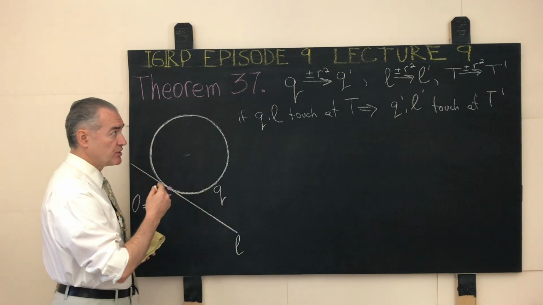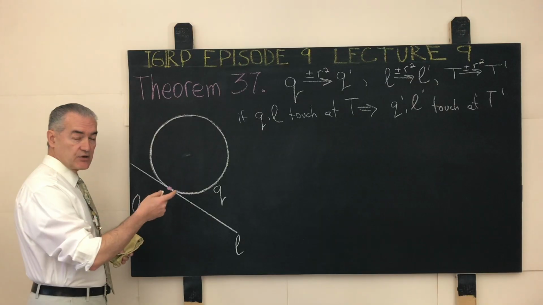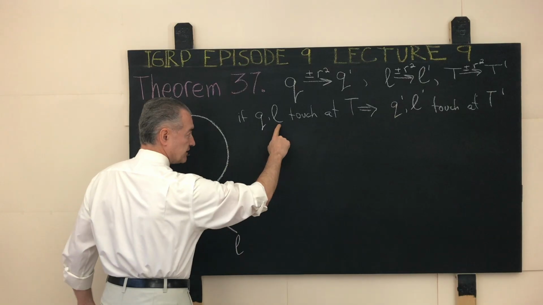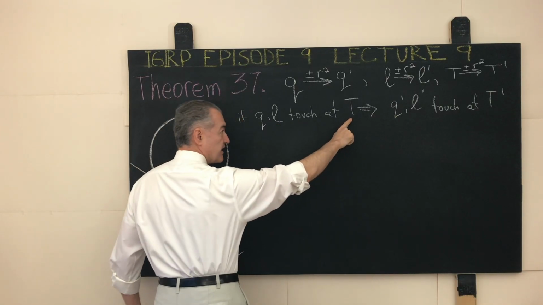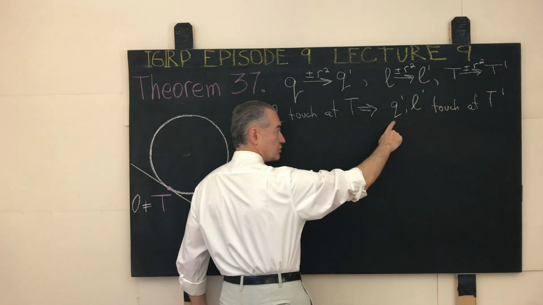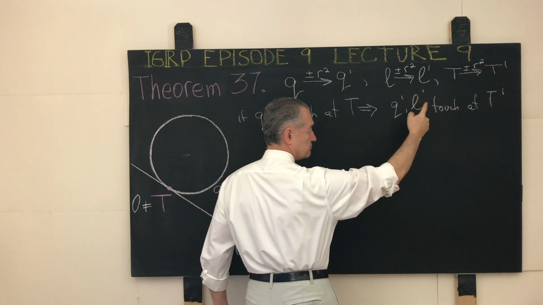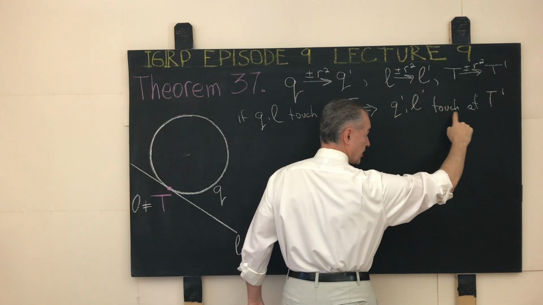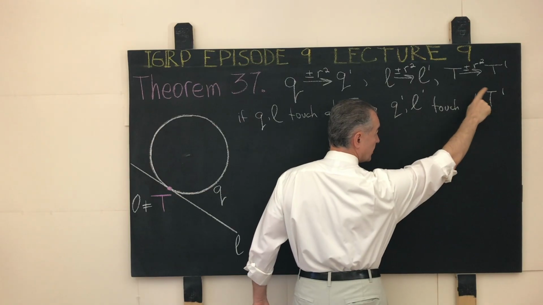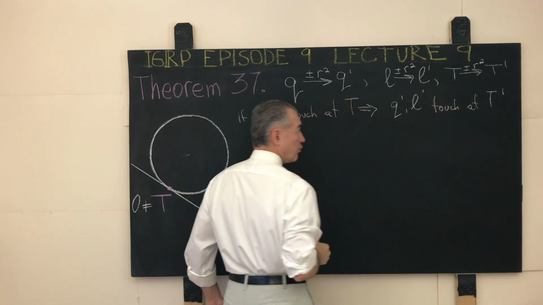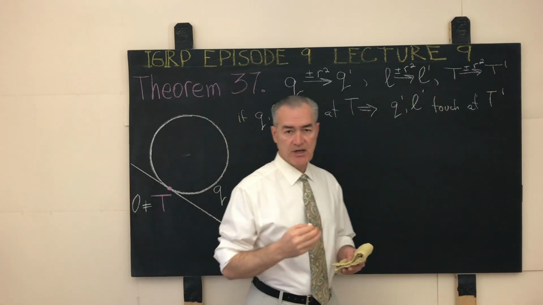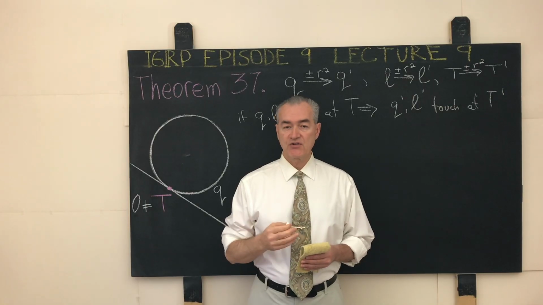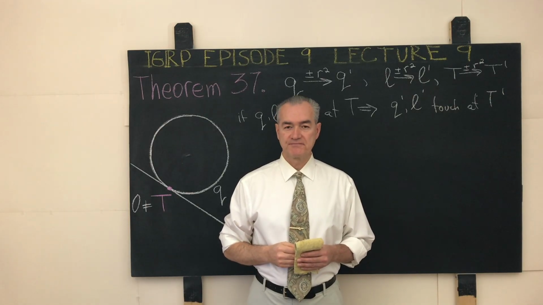Then, according to theorem number 37, if the coplanar objects of interest, the circle Q and the straight line, touch at the point T, then their images, the circle Q prime, for example, and whatever straight line L becomes as its image L prime, will also touch exactly at the point T prime, the image of the original point of tangency. And in this segment, we only formulate this theorem, and we discuss its proof after we formulate theorem number 38.